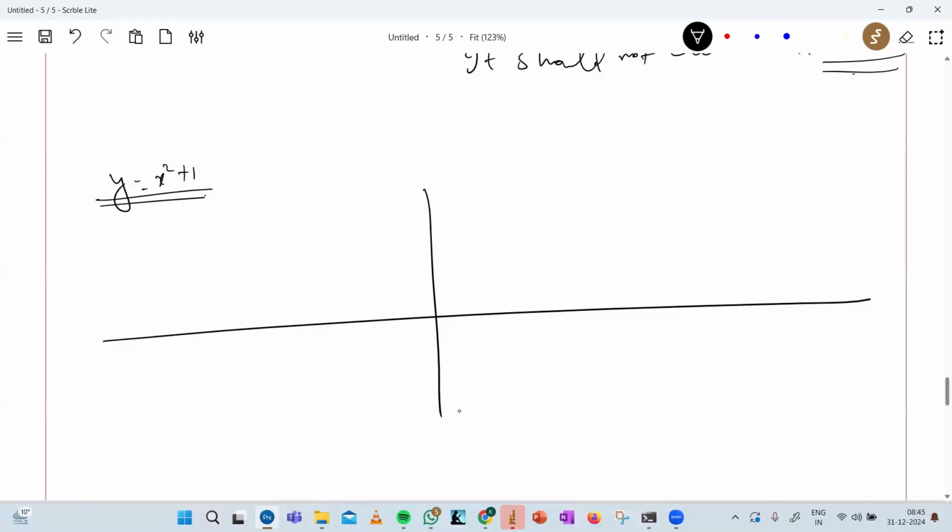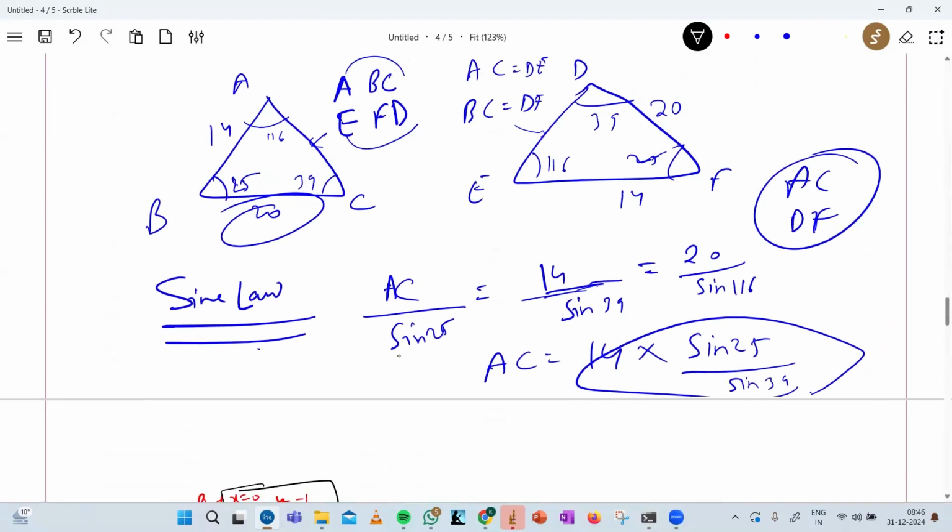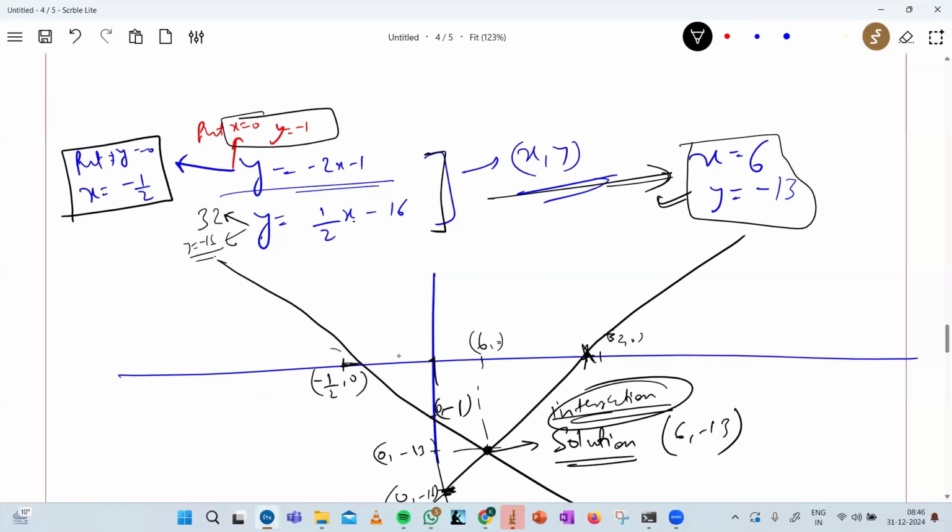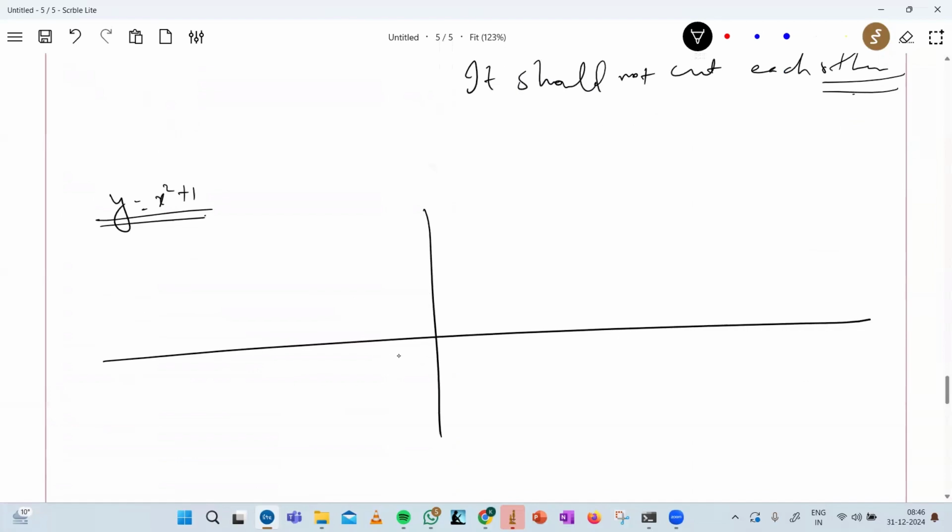So, first, do you know how to make this graph? Okay, tell me. You find the x-intercepts and the y-intercepts. How? Tell me. You put x equal to 0 and y equal to 0 and find the value. Okay, so you are using this one. And then after that, you have to find another value to see the curve.